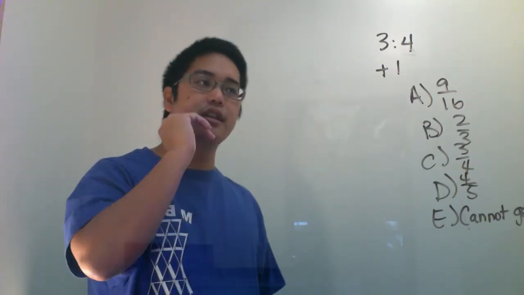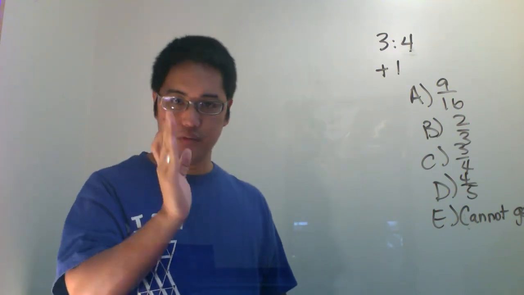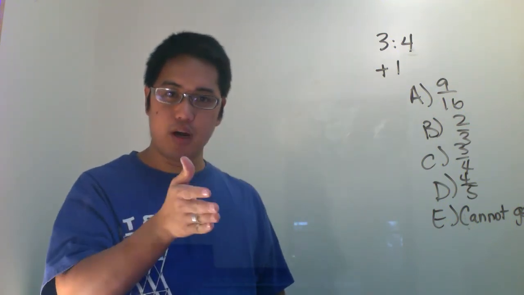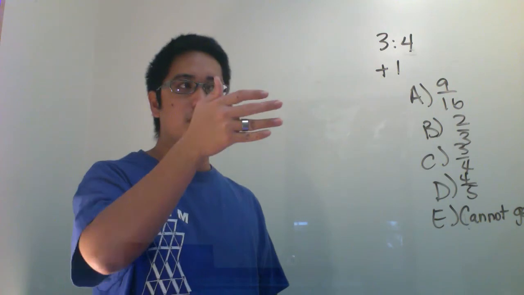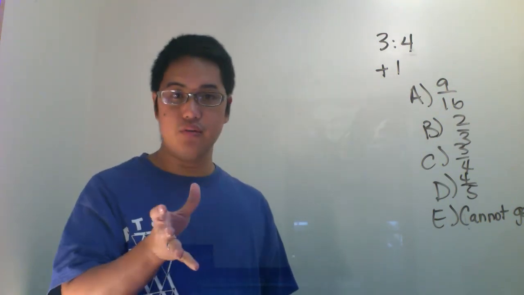You have a ratio that is 3 to 4. You want to add the number 1, or a quantity of 1, to this ratio. What is your new ratio?